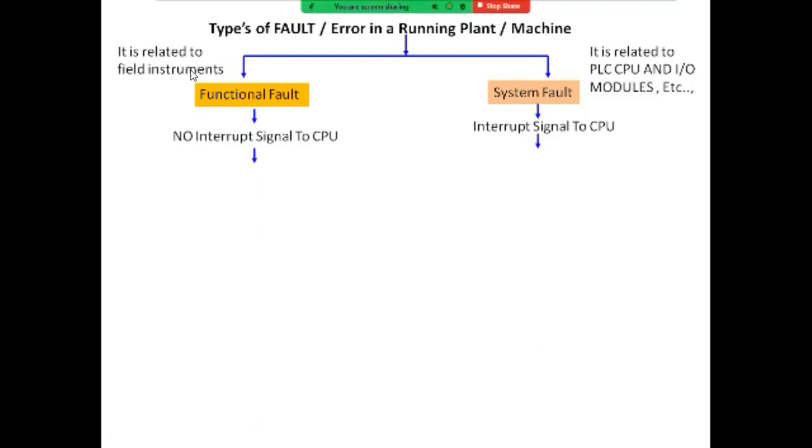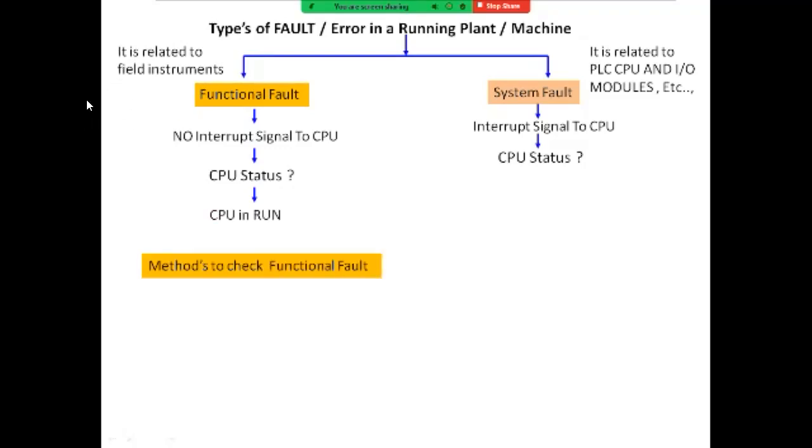Next, what will be the CPU status for functional faults and system faults if such errors occur? In a functional fault, your CPU will be in run mode. In this, we have some methods to check the functional faults. You can see we have LEDs on the modules. When I operate a particular switch or sensor manually, that particular LED on the module goes high or low, 0 or 1, on or off, that you can see.